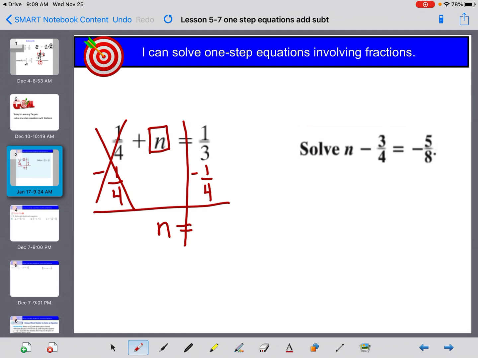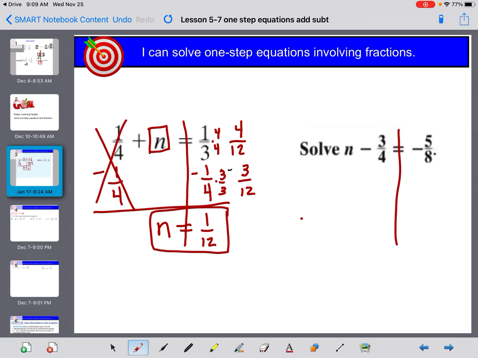1/3 minus 1/4 I can't do without finding a common denominator. So let's rewrite these with a common denominator of 12. How can I create an equivalent fraction with a denominator of 12? I need to multiply by 4/4. And I need to multiply the bottom fraction by 3/3, and I get 3/12. 4/12 minus 3/12 gives me 1/12. N equals 1/12.